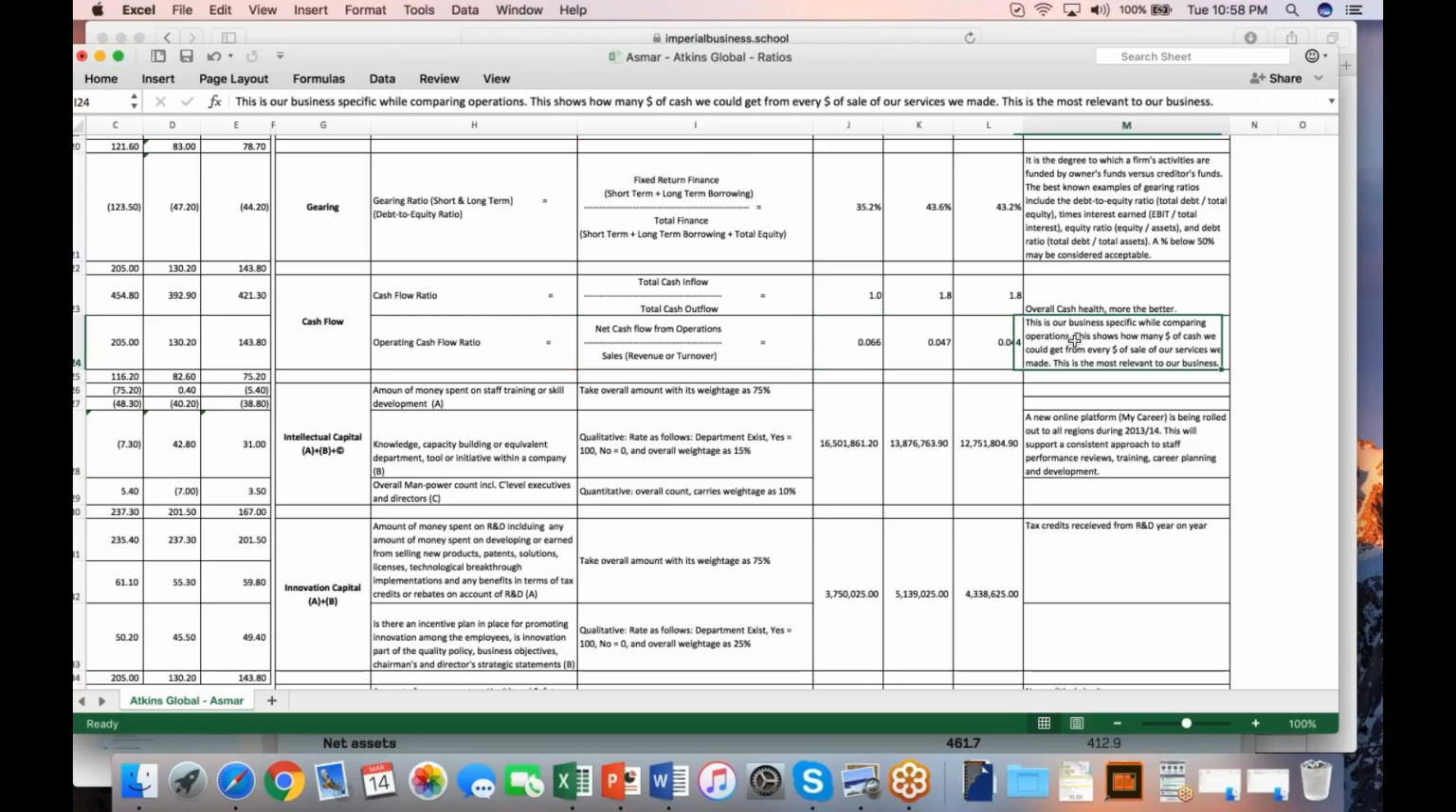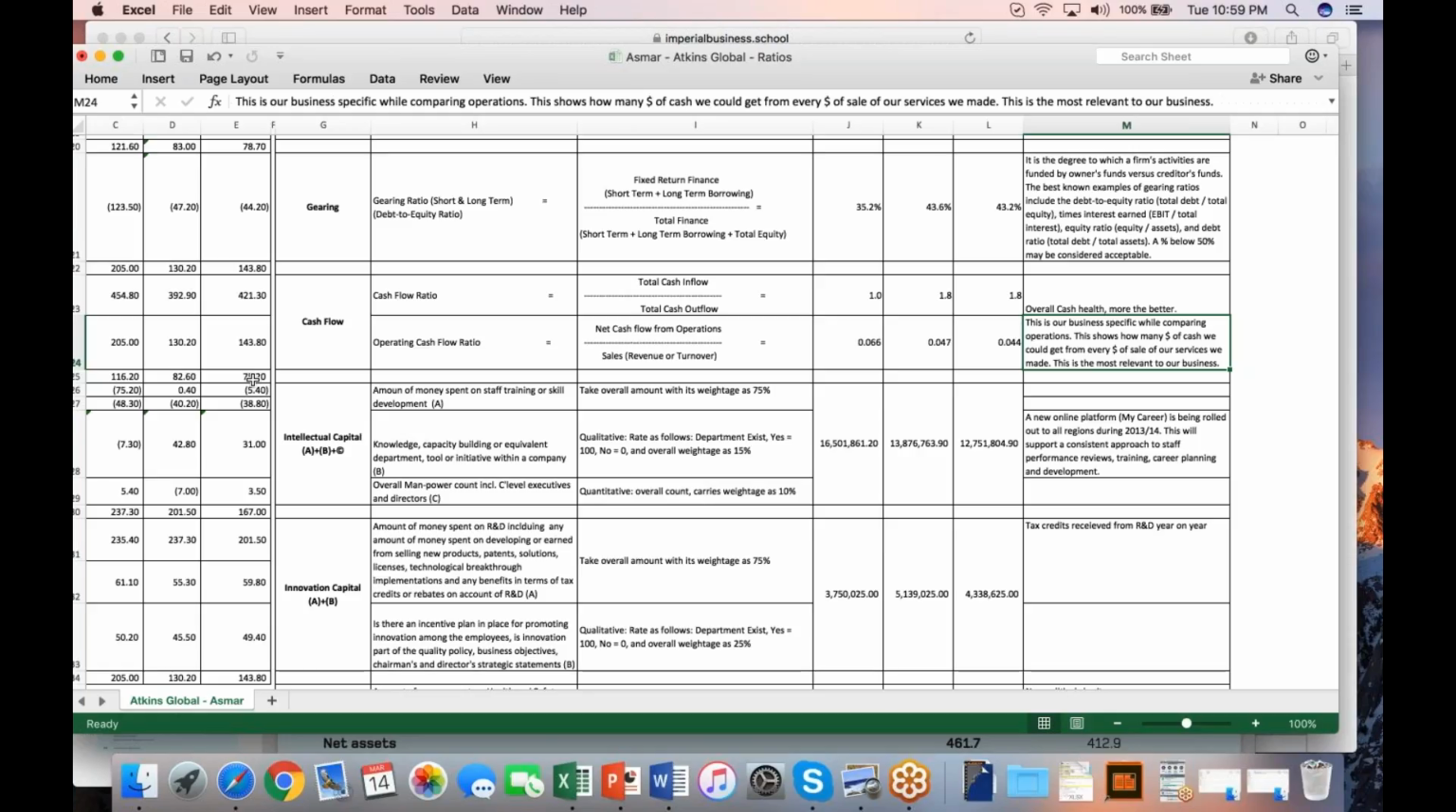I have mentioned here that this is our business specific, and I'll explain the number. It's very interesting. This is our business specific while comparing operations. We are only comparing operations here. We are not comparing cash flow from investing activities or cash flow from financing. This shows how many dollars of cash we could get from every dollar of sale of our service that we have made.